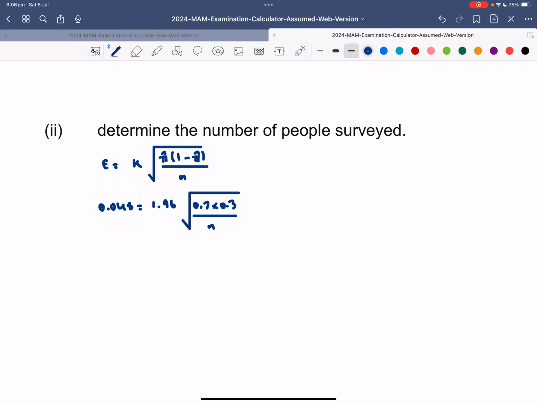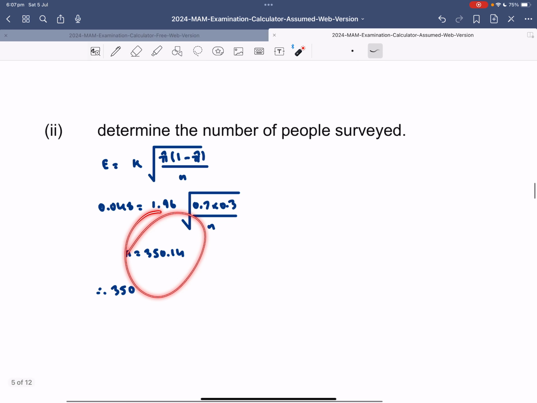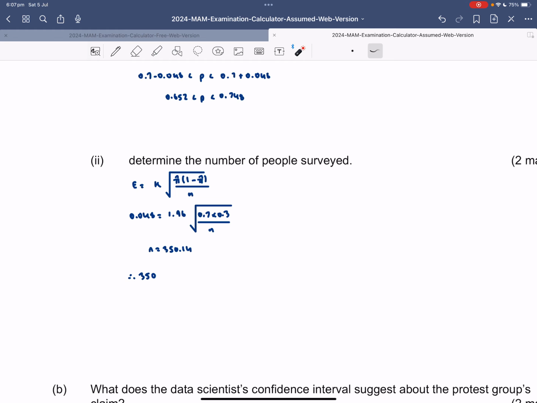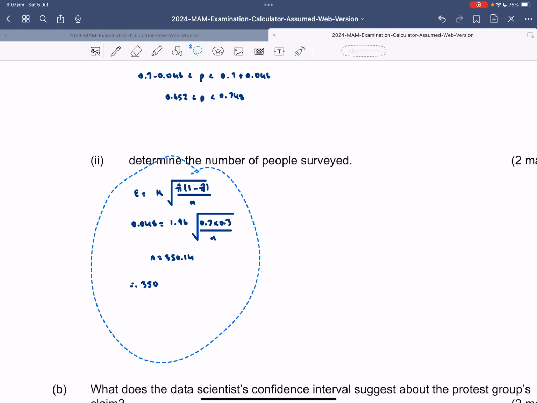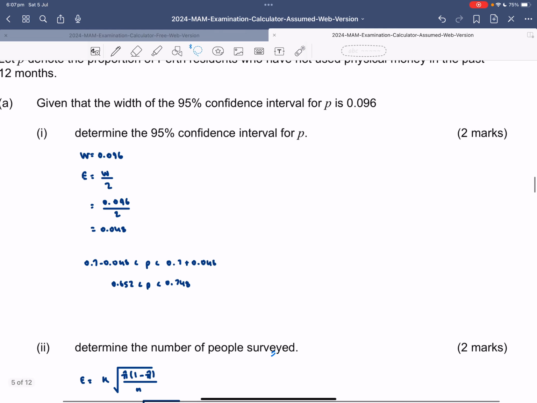And you just put that straight into your Classpad and solve it. You get 350.14, but you can't have a decimal number of sample size, so we just round to the nearest number. It didn't say find the minimum number of people, it just said find the number of people surveyed. This is a very, very common question.